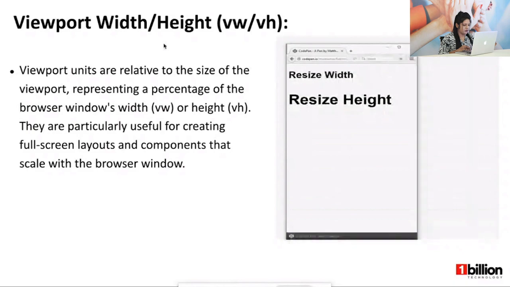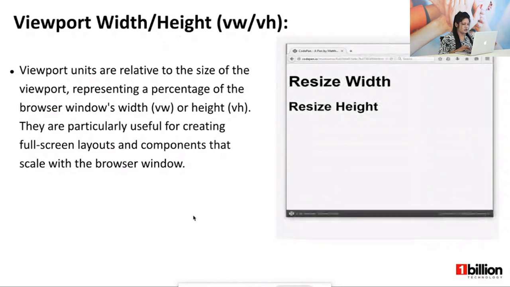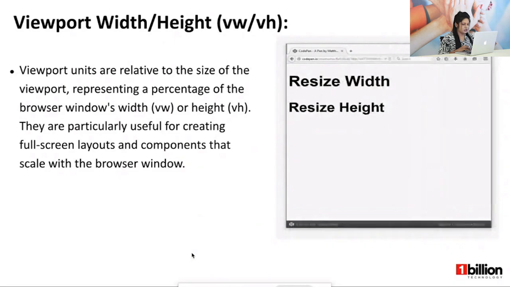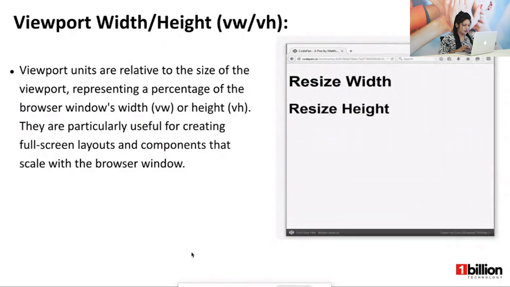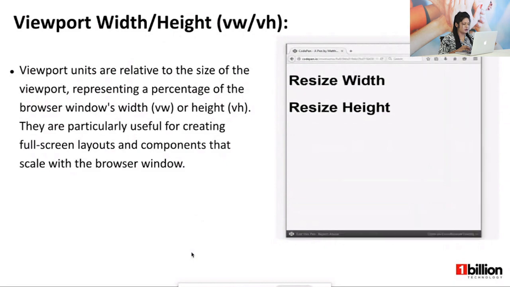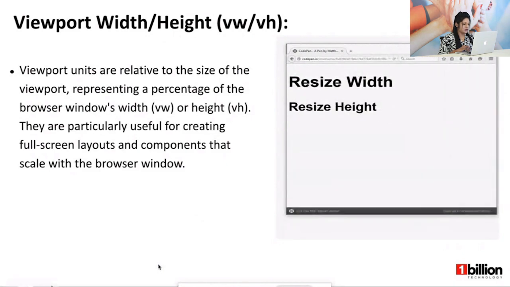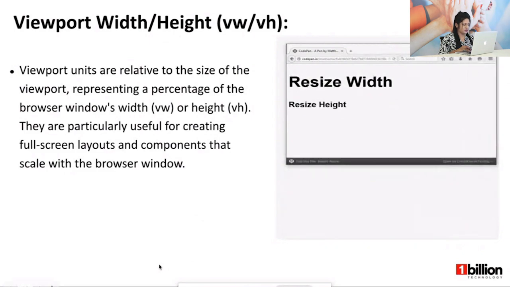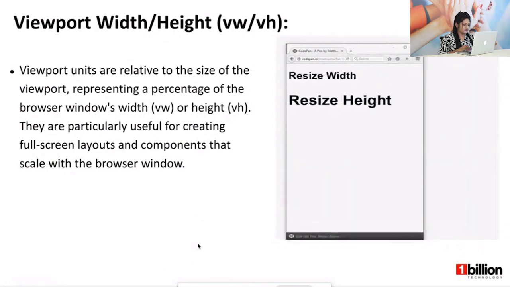Let's talk about the viewport width. Viewport width units are a percentage of the browser window's width. They are incredibly handy for creating full screen layouts and components that scale seamlessly with the width of the browser window.